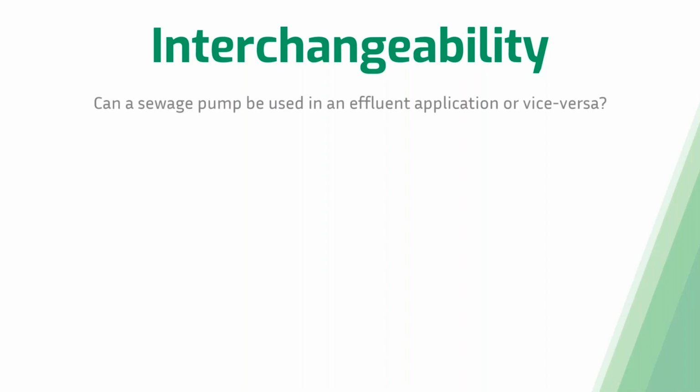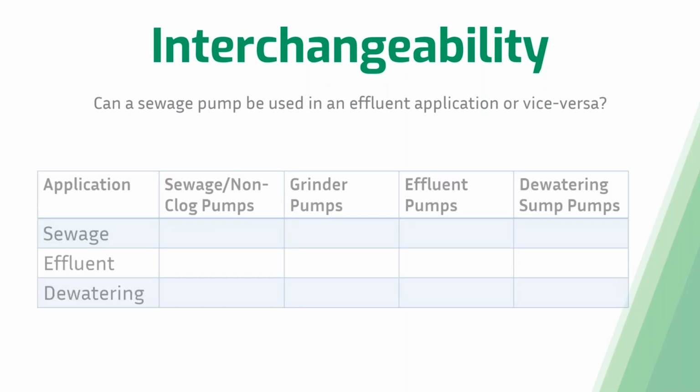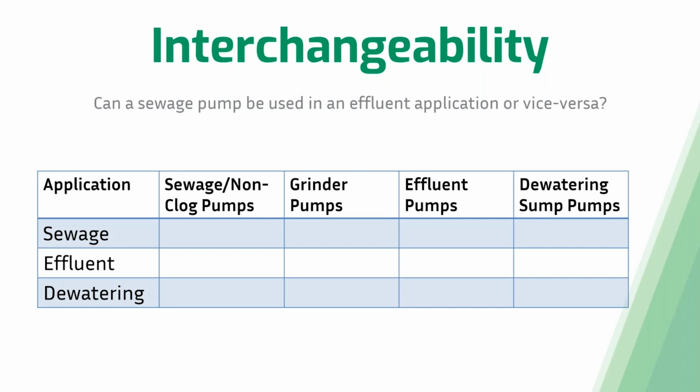Now let's talk a little bit about interchangeability. What I mean by that is, can a sewage pump, for example, be used in an effluent application or vice versa? So here I have a chart with the application along the left side, so sewage, effluent, and dewatering. And then along the top, I have the different types of pumps that we have just talked about. So can you use a sewage non-clog pump in, say, an effluent application?